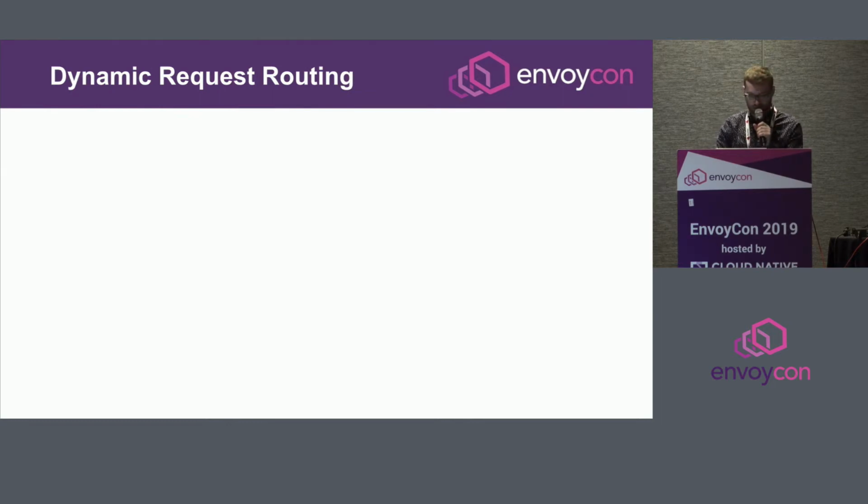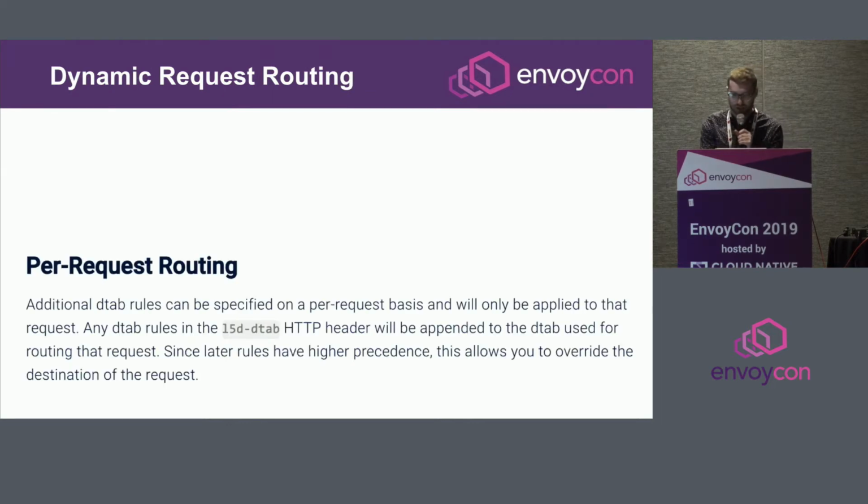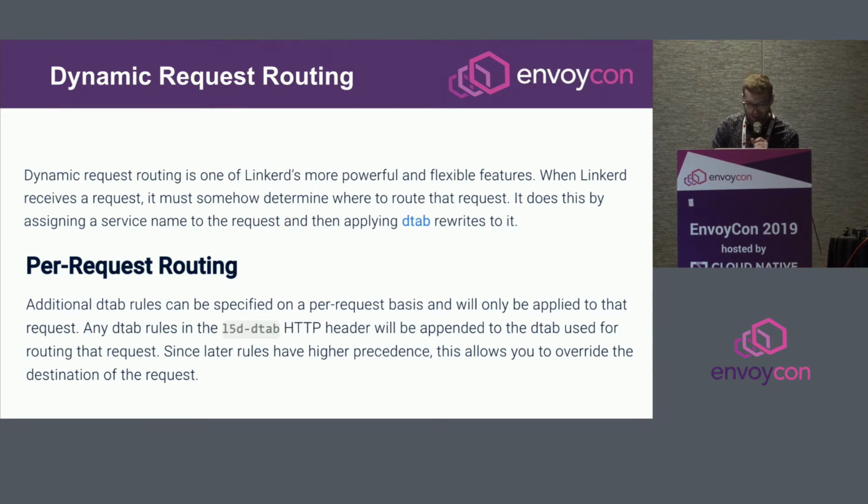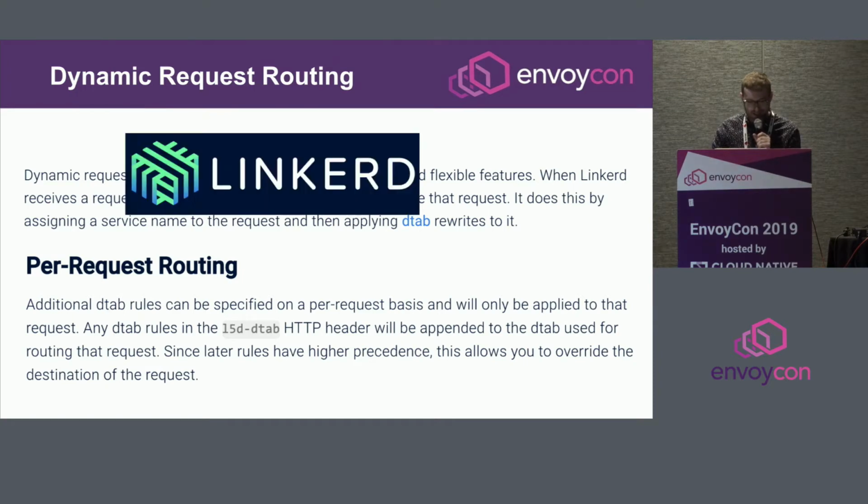Let's check the docs. Under the dynamic request routing section, it says per request routing, we can, let's see, override the DTAB entries with the L5 DTAB header. This doesn't sound like Envoy. Let's read the previous paragraph. Dynamic request routing is one of Linkerd's more powerful and flexible features. This is awkward.